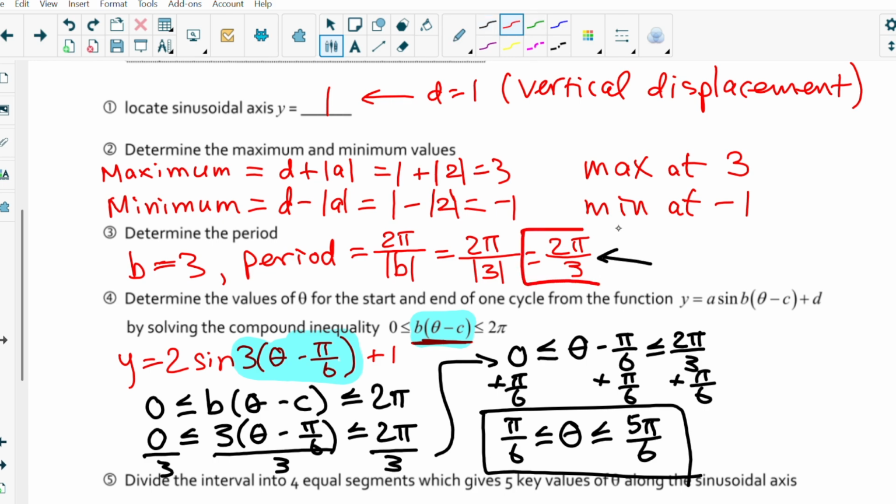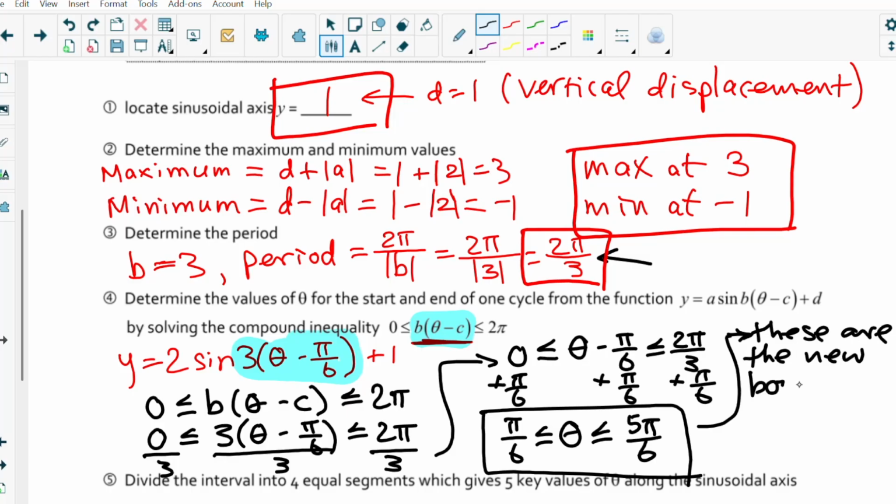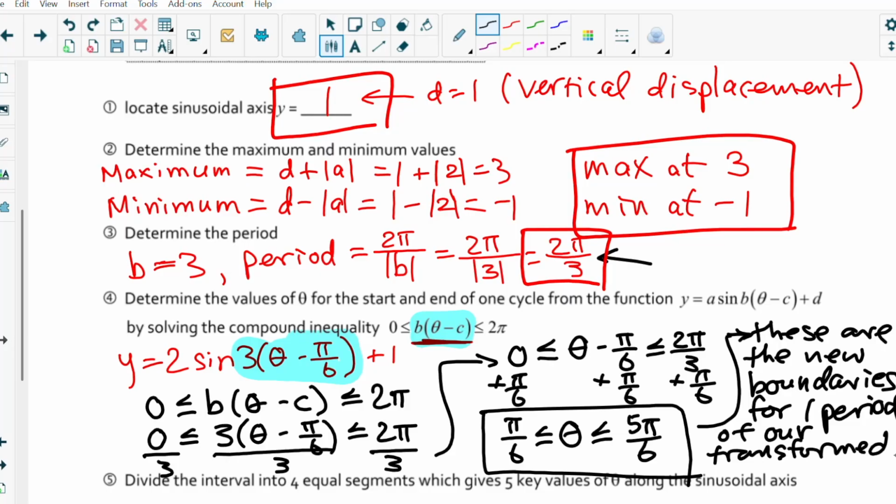Just going to put a box around some of the other key information here. So a note about this is these are the new boundaries for one period of our transformed function.